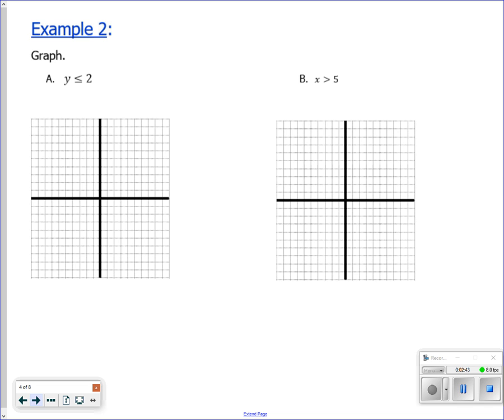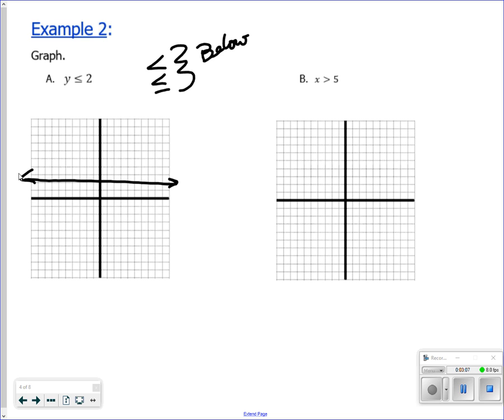Y is less than or equal to 2. So if I drew a line for y equals 2, and it's straight across, and then you have to decide where it's going to be shaded. So where are the y values less than 2? And I'm going to be honest with you. Anytime you have a less than or equal to, you're really going to shade below the graph. So think about that. All the points below the line in this case.